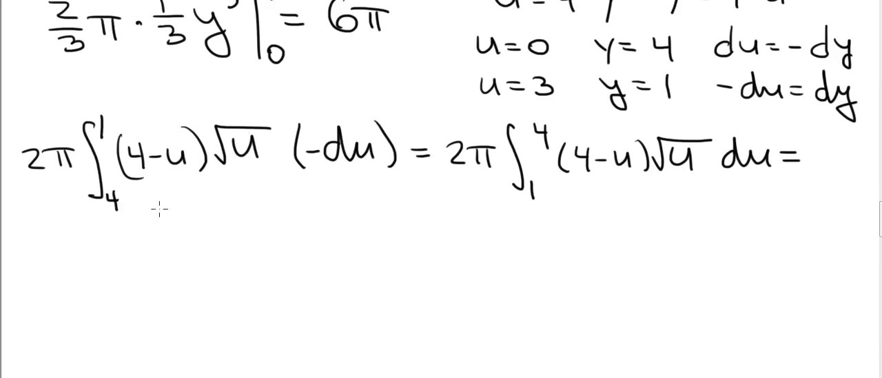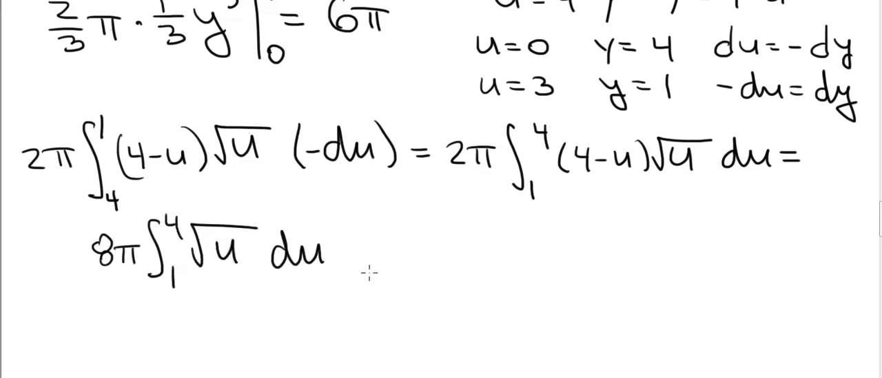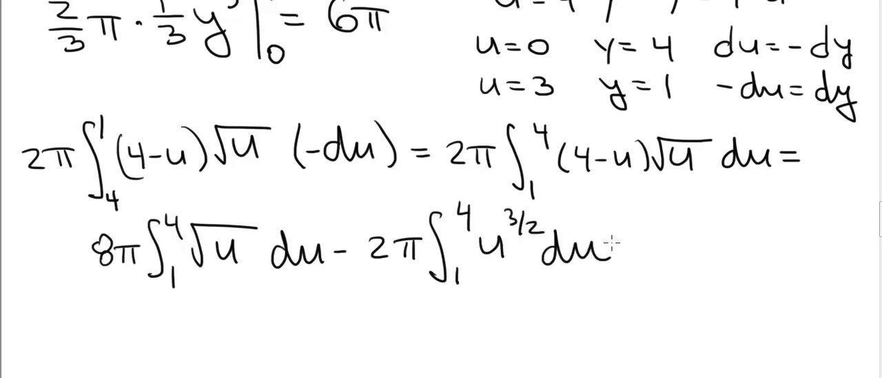So again, we have two integrals. The first one will be 8 pi times the integral from 1 to 4 of the square root of u du. And the second integral is minus 2 pi times the integral from 1 to 4 of u to the 3/2 du. So both of these are relatively easy integrals. So let's go ahead and integrate. We have 8 pi. The integral of the square root of u is 2/3 u to the 3/2, evaluated from 1 to 4.